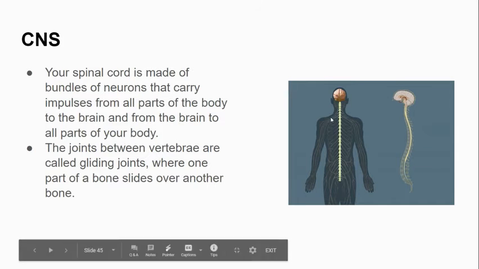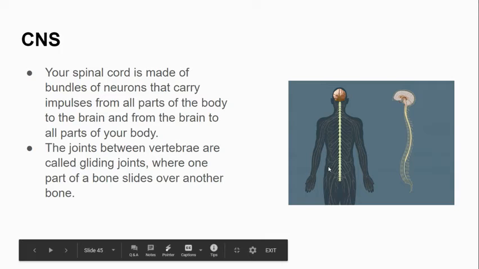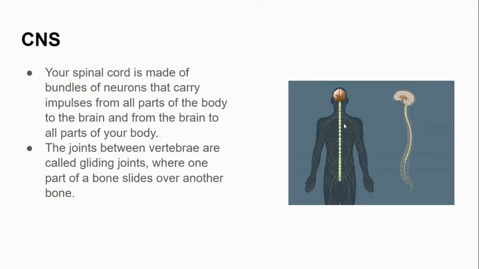The joints between the vertebrae are called gliding joints, where one part of the bone slides over another part, if you can remember from the last unit. If anybody has a spinal cord injury, they may lose the ability to use their legs or arms, and that is because, remember, the information comes through to the brain.